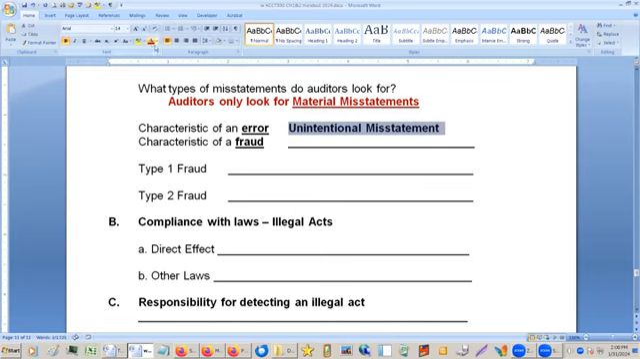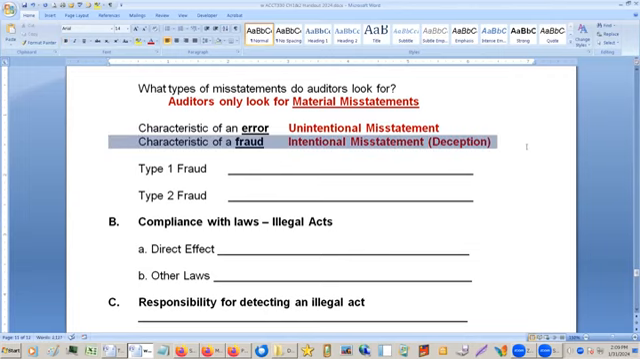Whereas a fraud is an intentional misstatement. It was made to deceive. So this is an element of deception. Mistakes are not illegal. Fraud is. Fraud is an illegal act.